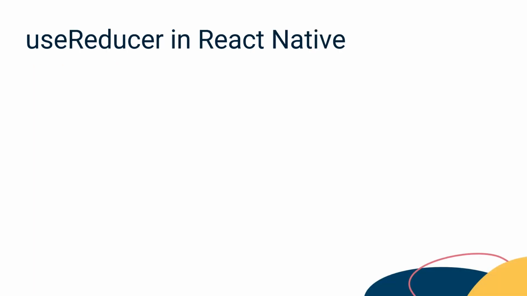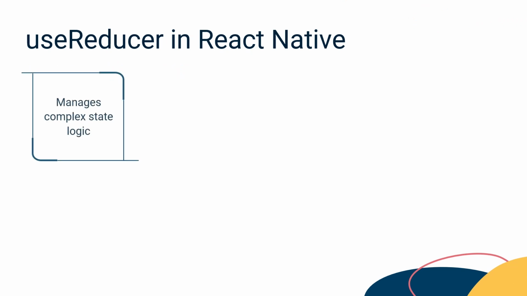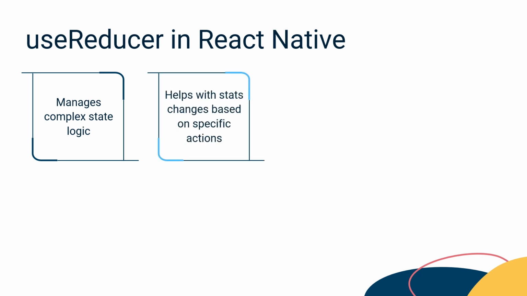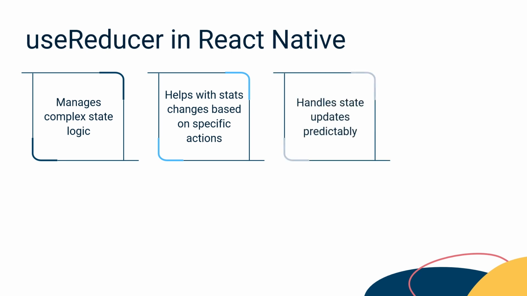Next, let's learn about useReducer. The useReducer hook is ideal for managing complex state logic that involves multiple state variables or actions. It helps in scenarios where state changes are based on specific actions, allowing you to handle state updates predictably.